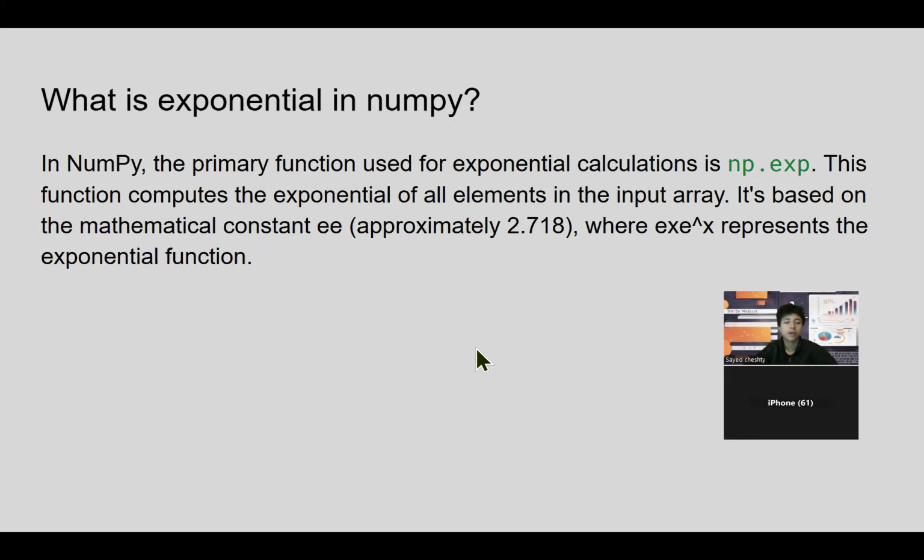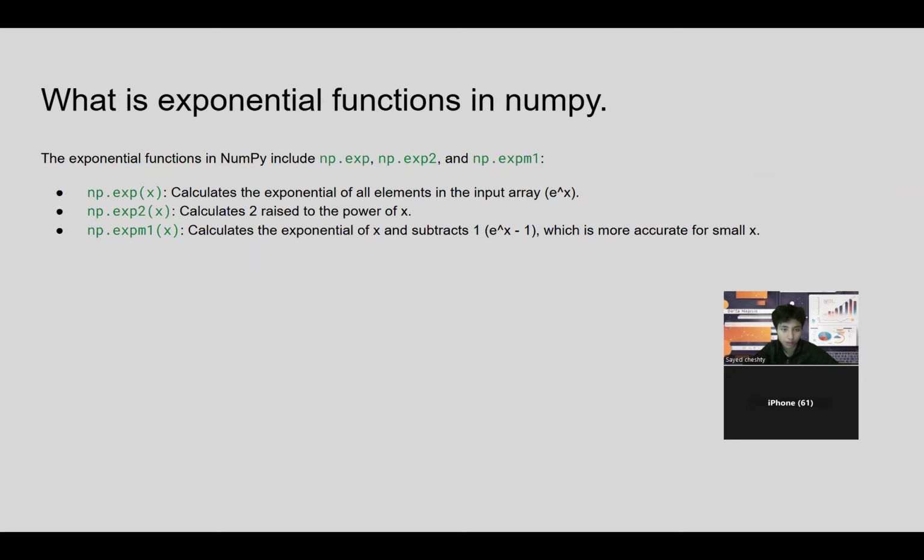So what is exponential in NumPy? In NumPy, the primary function used for exponential calculation is np.exp. This function computes the exponential for all elements in the input array. It's based on the mathematical constant e, approximately 2.718, where e to the power x represents the exponential function. So this is the value of e, almost, it's about 2.718.